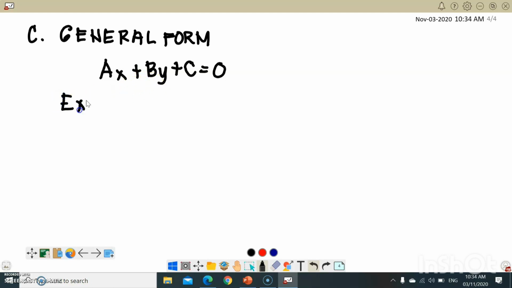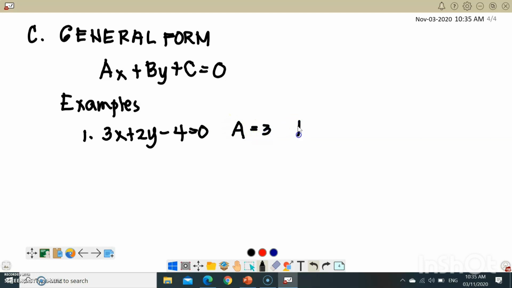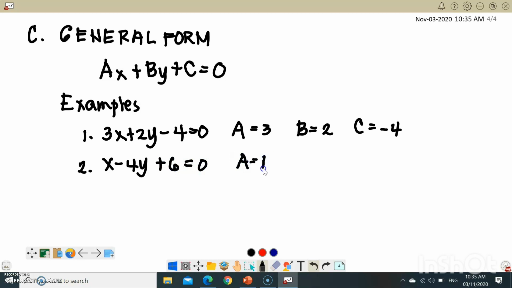Say for example, we have here number 1, 3x + 2y - 4 = 0. Here a is equal to 3, b is equal to 2, and c is equal to negative 4. Another one, we have x - 4y + 6 = 0. a is equal to 1, b is equal to negative 4, and c is equal to positive 6.